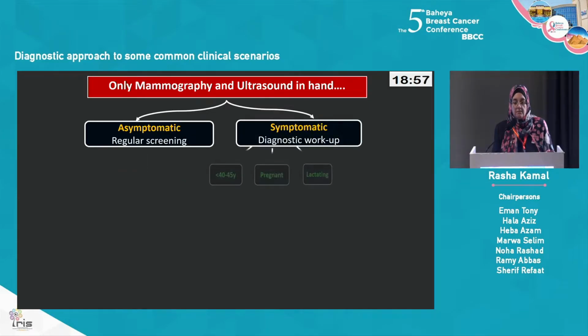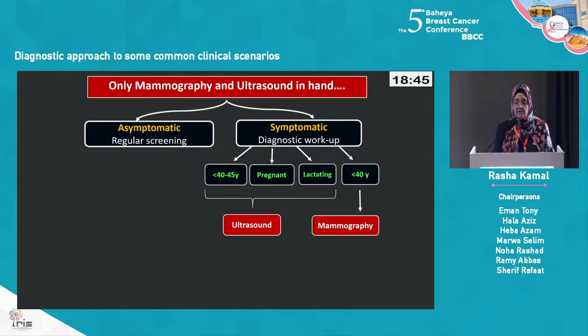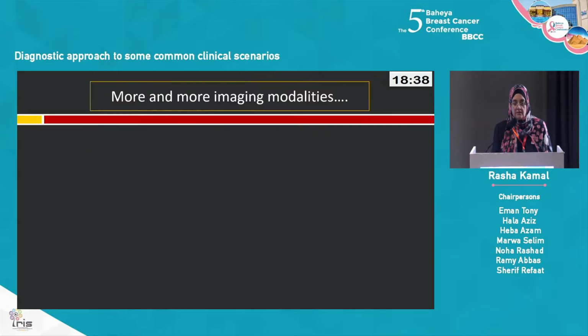A symptomatic patient, we look at her age. If she's below 40, pregnant or lactating, we usually start with an ultrasound examination. And if she's above 40, we start with a mammography examination. And in either case, we might recommend the other modality, and we might proceed to further intervention.